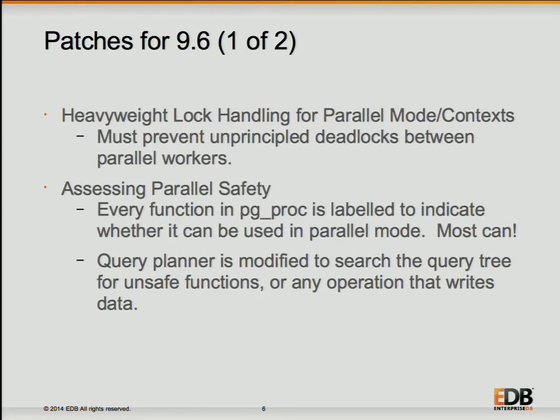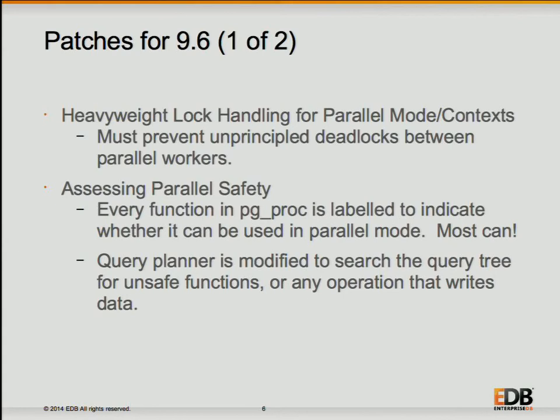So you want to fall back to non-parallel mode if your function, for example, does any updates, or if your function uses any sub-transactions, that's not going to work in parallel mode. So then that function is therefore parallel unsafe. We have very, very few functions that we ship out of the box that fall into that category, but we do have some.